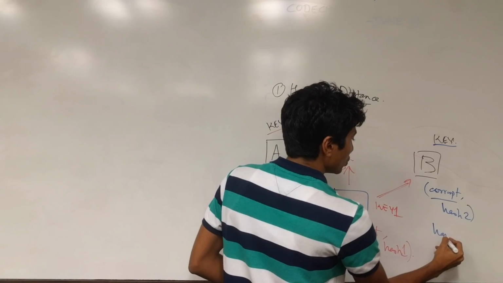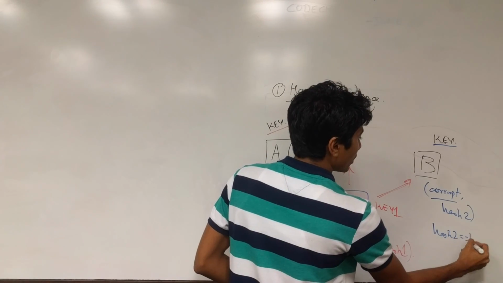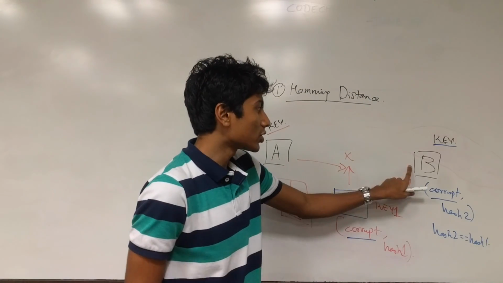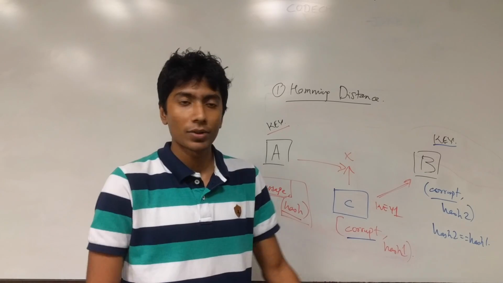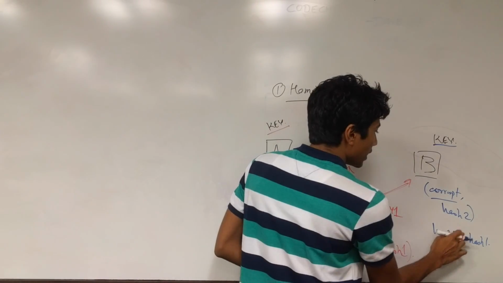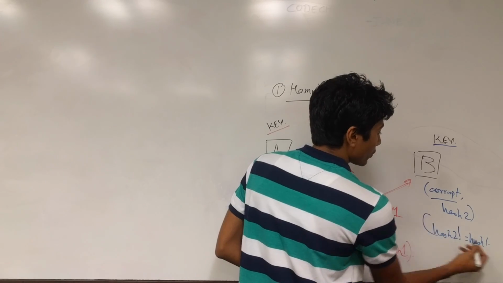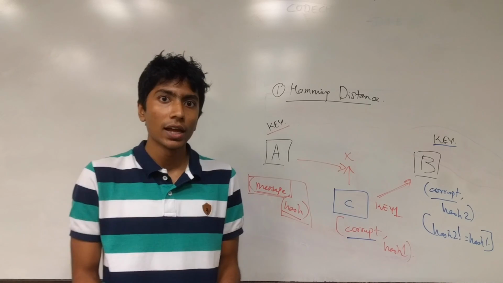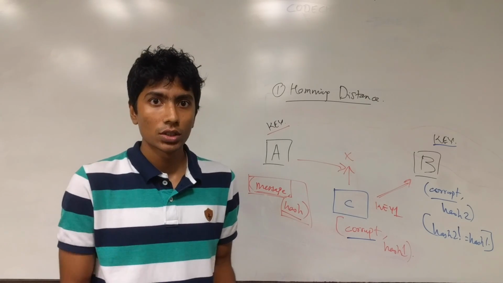Now if hash 2 is equal to hash 1, then you're in big trouble because B is going to assume that this message is not corrupt. But there's a very small chance of that, so most probably they will not be equal. Hash 2 is not equal to hash 1. B will know that this message has been tampered with and will not follow through on the orders.